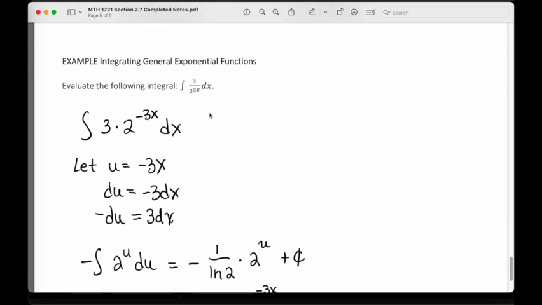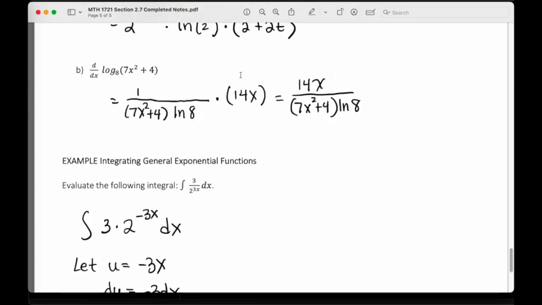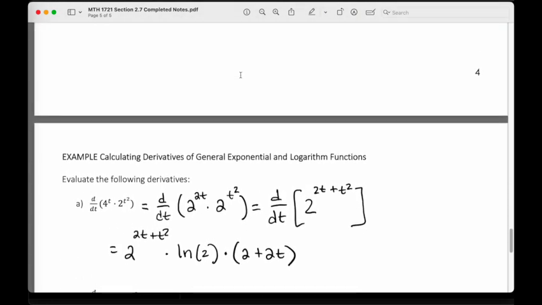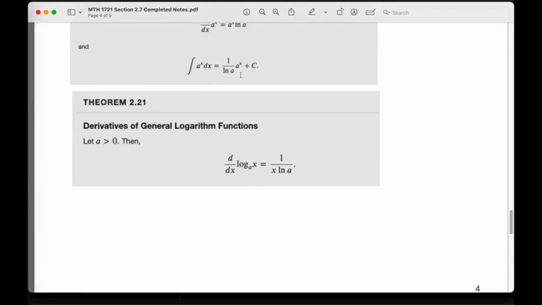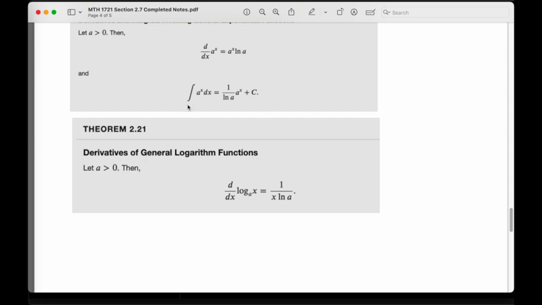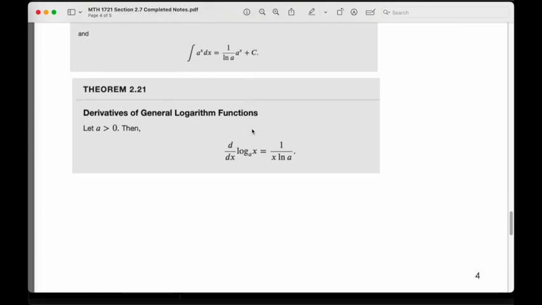Okay, now integration involving exponential functions other than e. Let's go back up and look at that rule again, just as a refresher. If I'm integrating some exponential power other than e, then when I integrate, it's going to be 1 over the natural log of whatever that base is times a to the x plus c. Keeping in mind, we have to remember to use the chain rule if we have to.